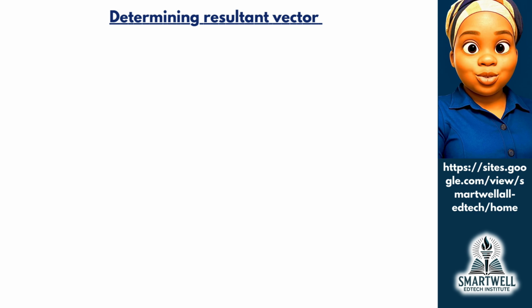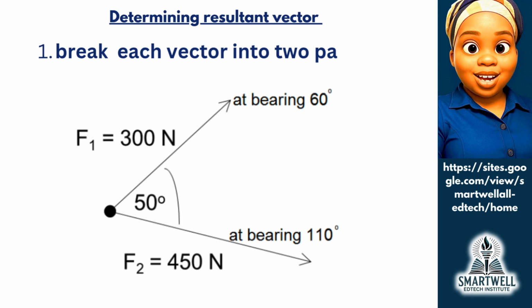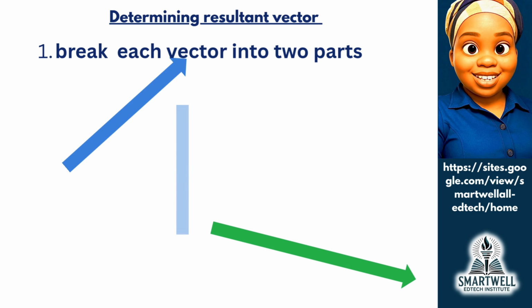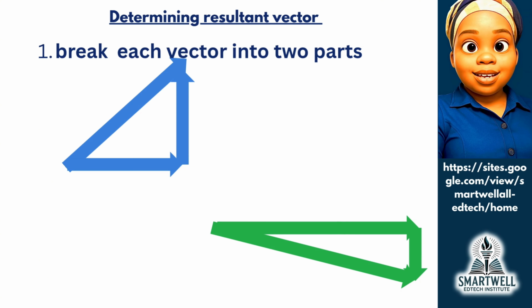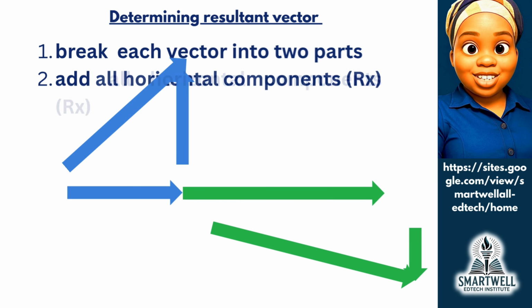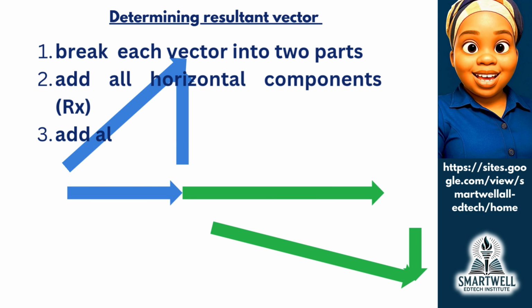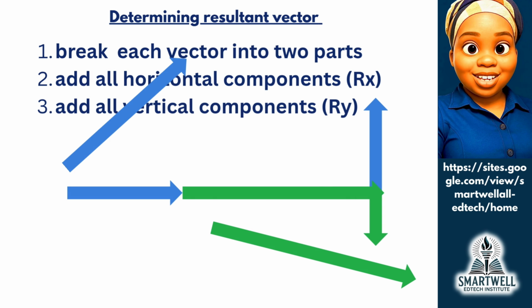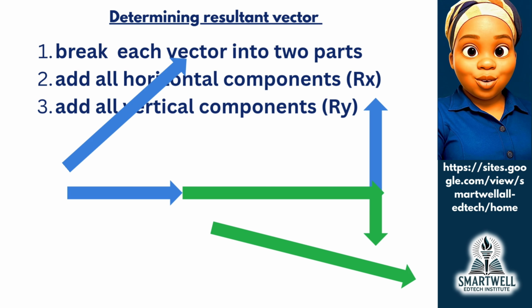Now, let's focus on how we determine the resultant of vectors. The first thing we do is break each vector into two parts, a horizontal component and a vertical component. Once we have done that for all the vectors, we then add all the horizontal components together to get Rx, which is the horizontal component of our resultant that we are determining. And then we add all the vertical components together to get Ry, which is the vertical component of the resultant vectors that we are determining.